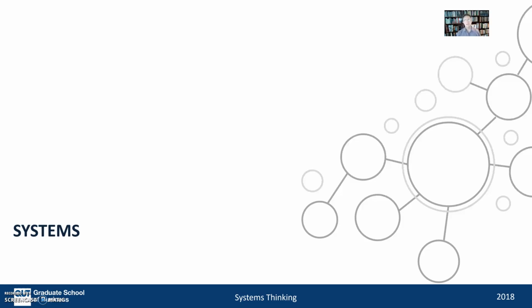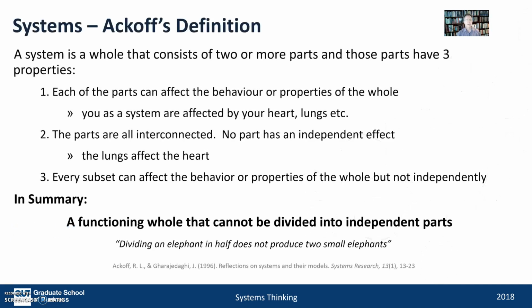Right, let's commence our thinking about systems thinking by firstly thinking about systems. Russell Ackoff, who is a giant in the field of systems thinking, gave us a very good definition of what a system is. He said that a system is a whole that consists of two or more parts, and those parts have three properties.